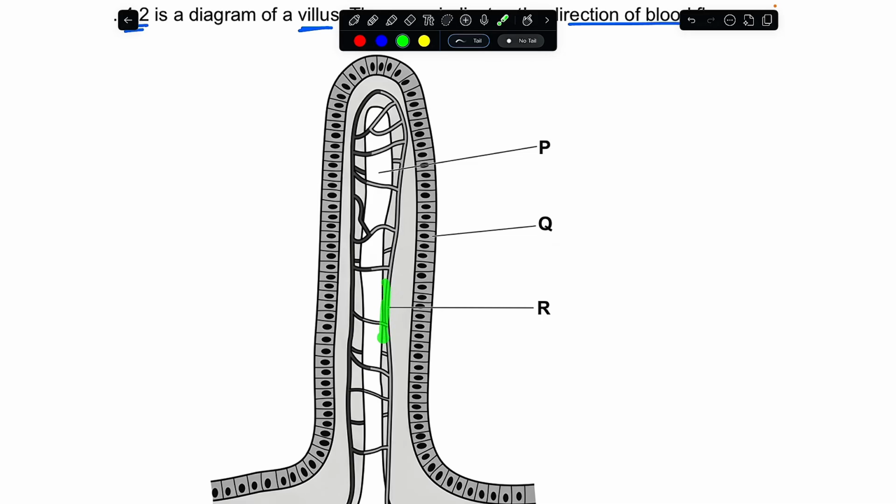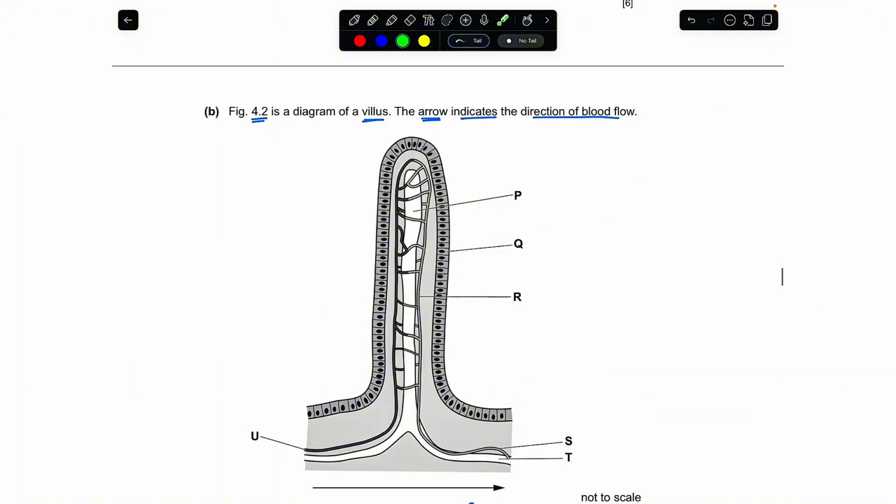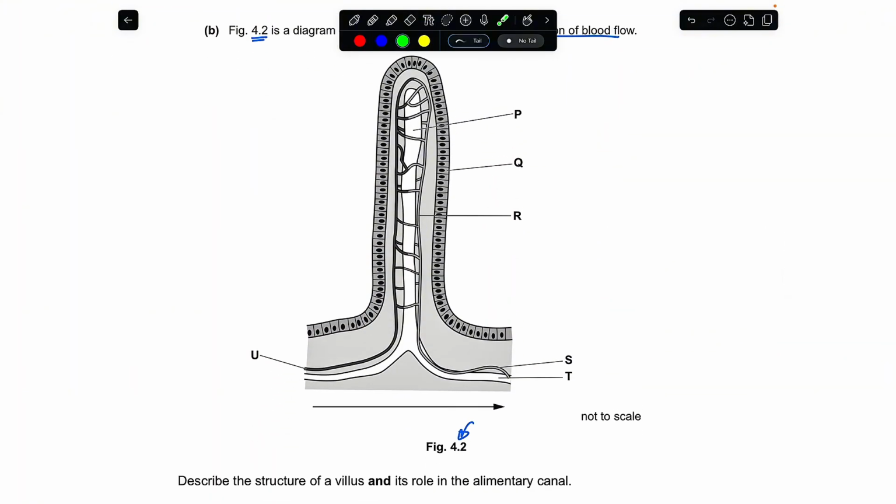R is a blood capillary in which the blood flows continuously, and ultimately it helps in the absorption of glucose and amino acids. Since we have blood capillaries here, T would be an artery or an arteriole, and S would be a venule. U is a lymphatic vessel that takes the absorbed fatty acids away from the villus.